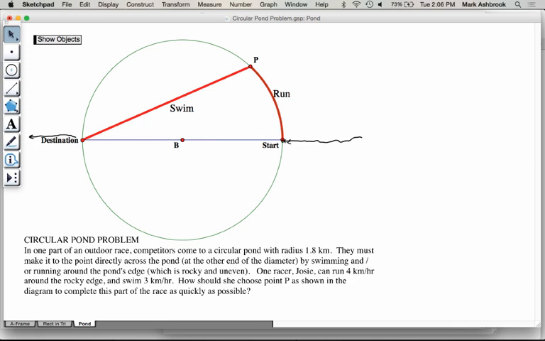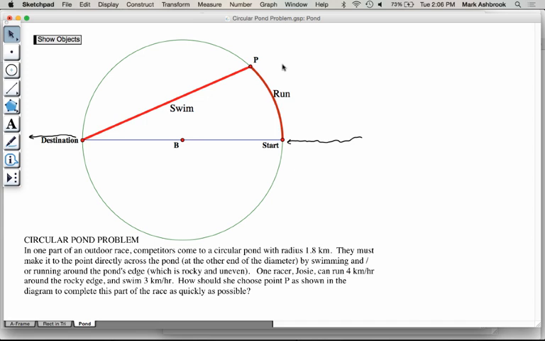Okay, so they're going to come in at this point, and they're going to leave at this point, and they need to get from that start to that destination as fast as they can for this part of the race. So one of the competitors, Josie, can run 4 kilometers per hour along the edge. It's a rocky, kind of uneven edge, it's hard to run on. So she can make it about 4 kilometers per hour, and she can swim 3 kilometers per hour.